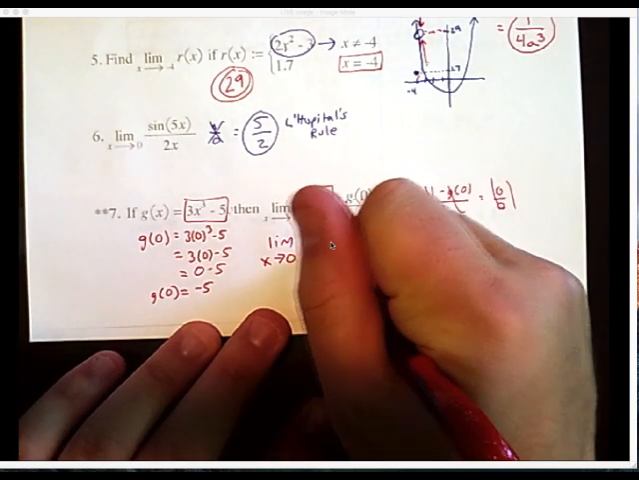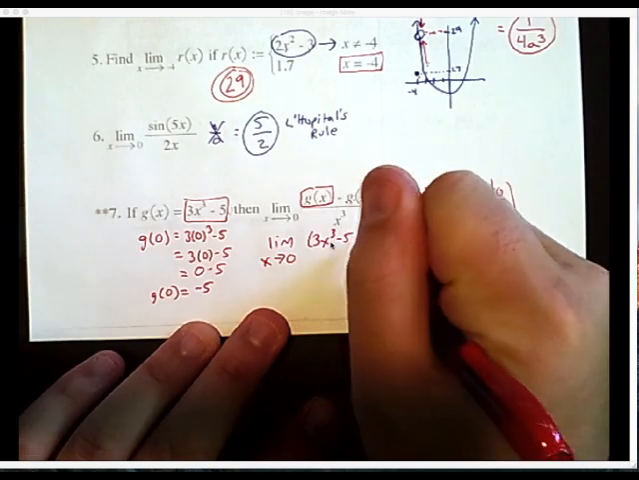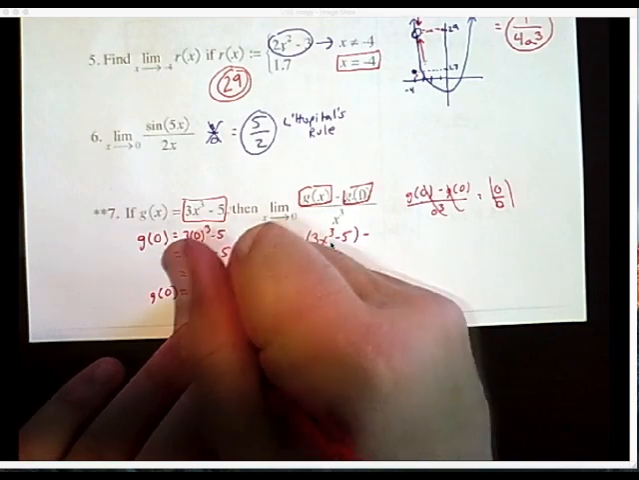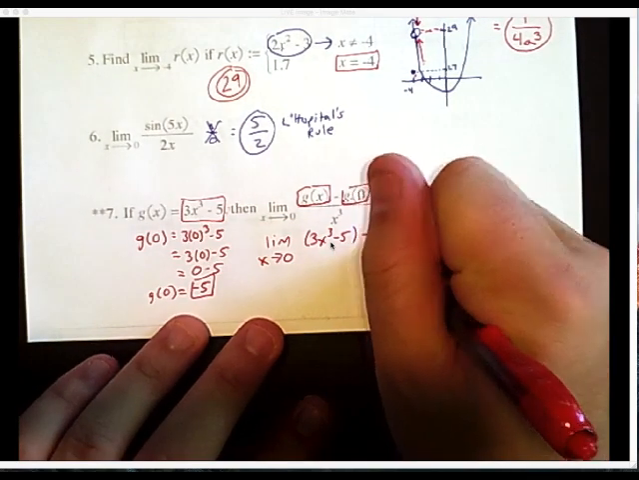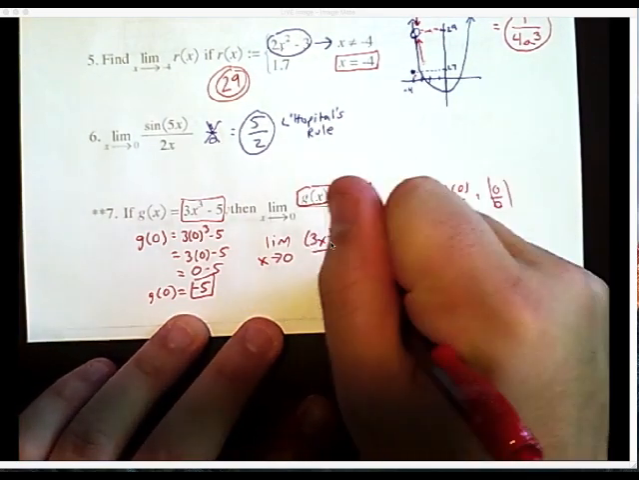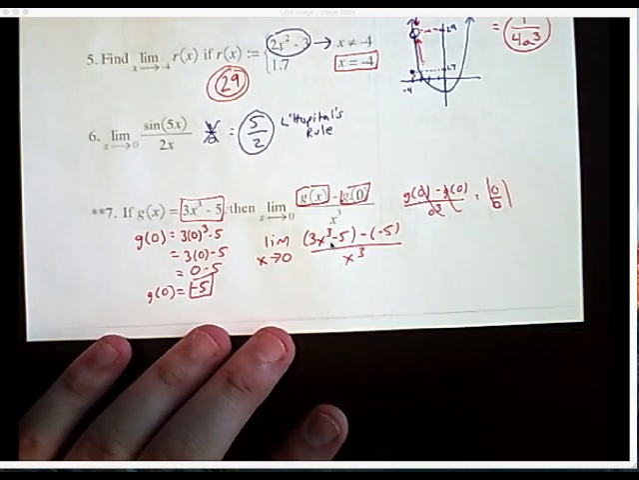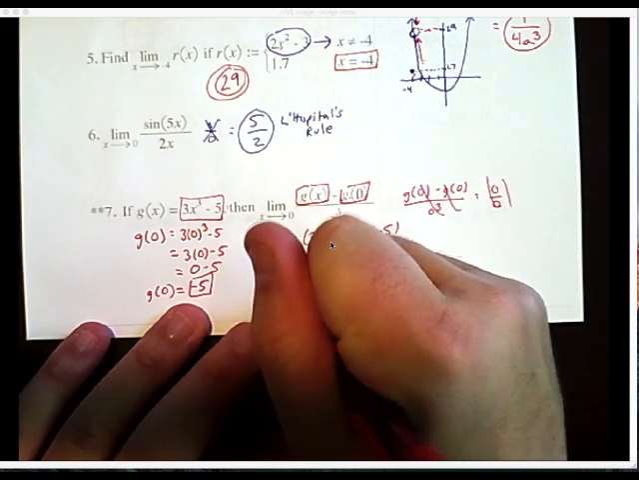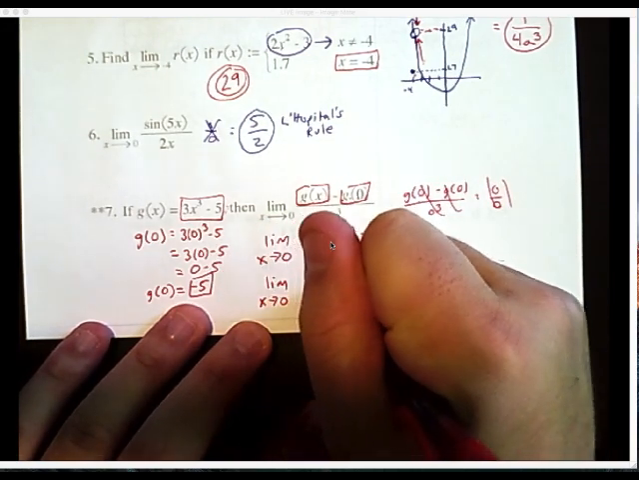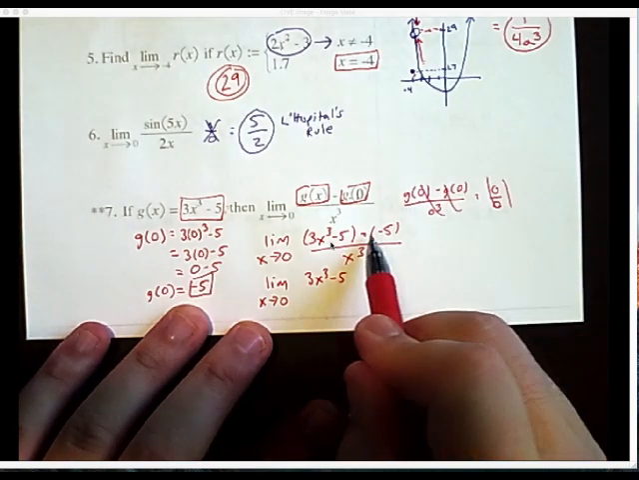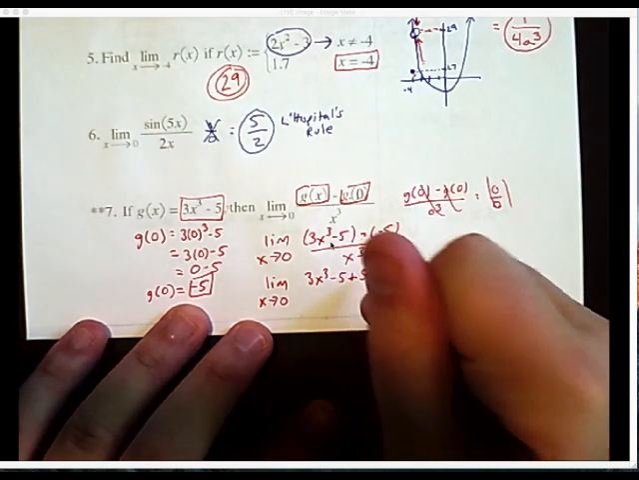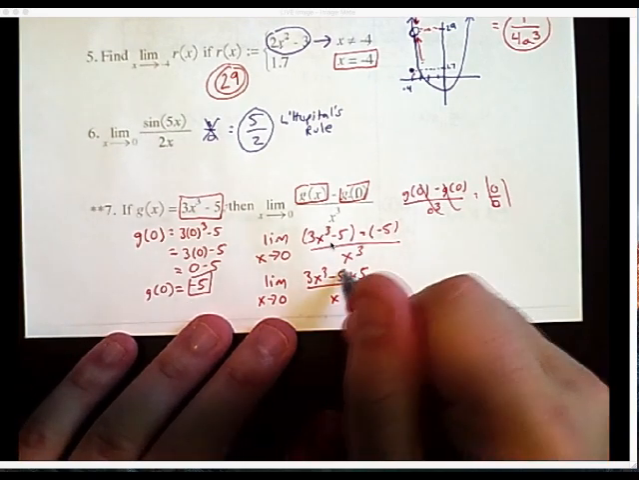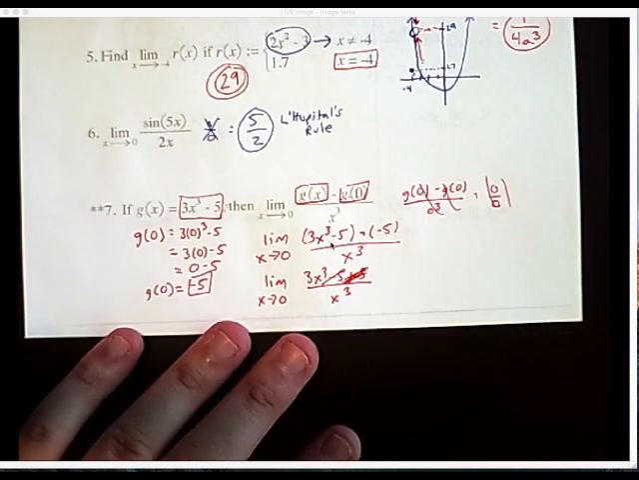So I could write 3x cubed minus 5, that's what g of x is, minus, well, I know what g of 0 is. That's the same thing as negative 5, all over x cubed. And we can do some simplifying here. 3x cubed minus 5, and then you got two negatives next to each other, which turns into a positive. Okay. We got a negative 5 and a positive 5. Those cancel each other. They sum to 0.